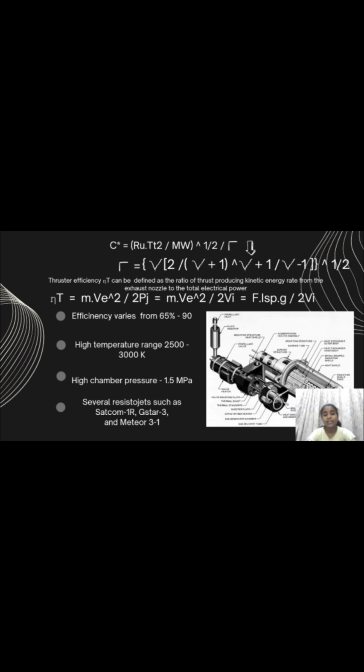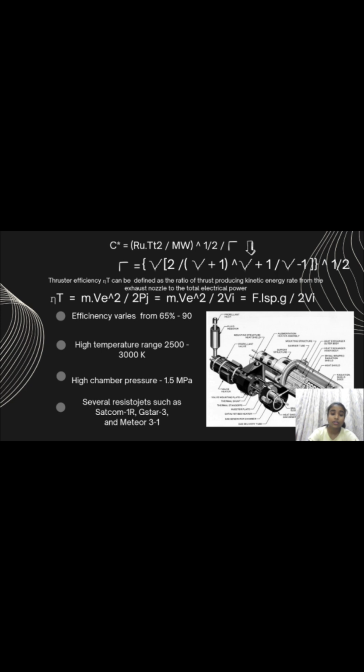Now let's explain the equation you can see in the slide. Eta T equals m VE squared. This part of the equation relates the kinetic energy of the expelled propellant, m times VE squared, to the power supplied to the rocket, PJ.